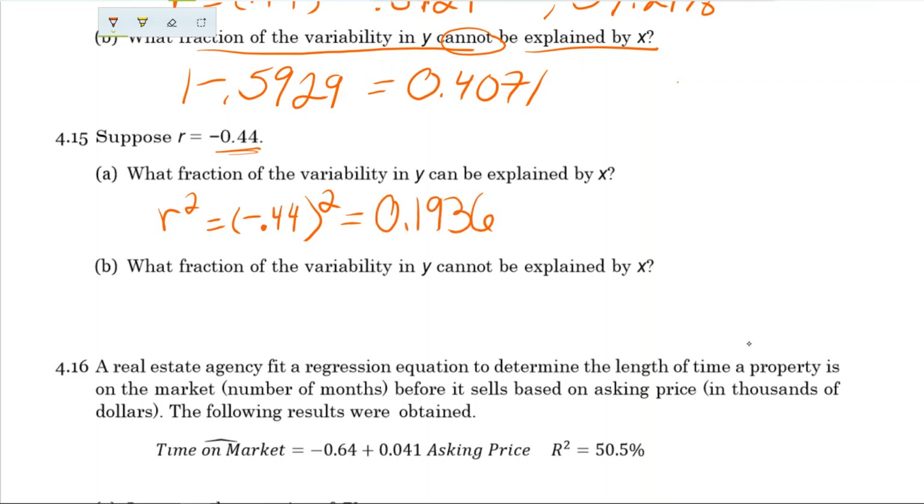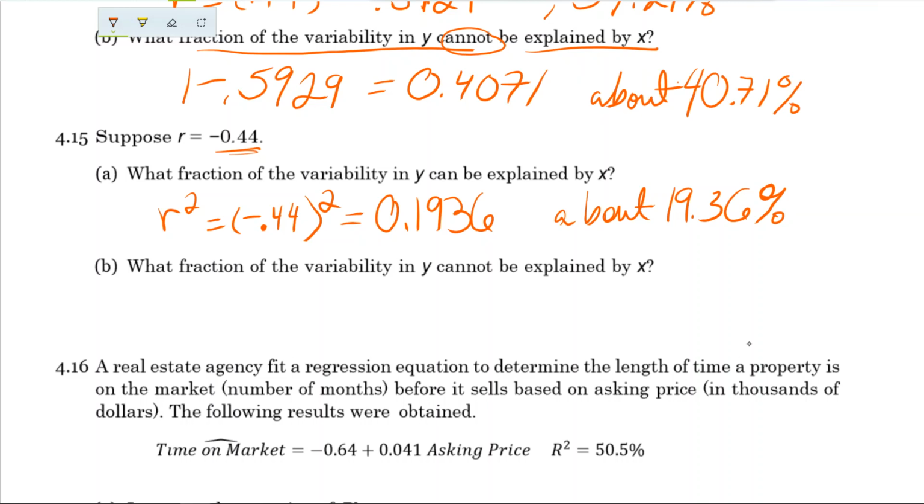and get 0.1936. Not even hitting 20%. So about 19.36%. Oh, I didn't write the above one as a percentage. Oops. Why did I write the 0 first? That was weird. Backwards writing, check.